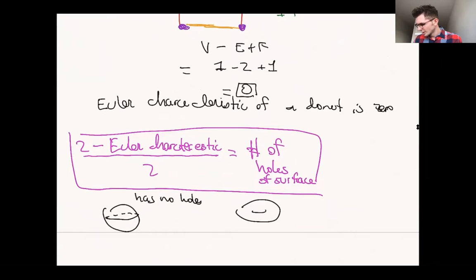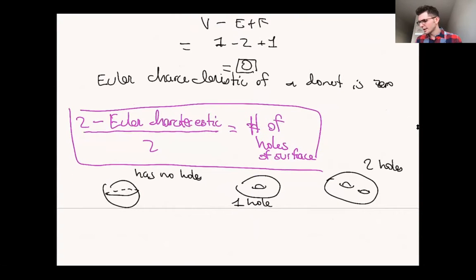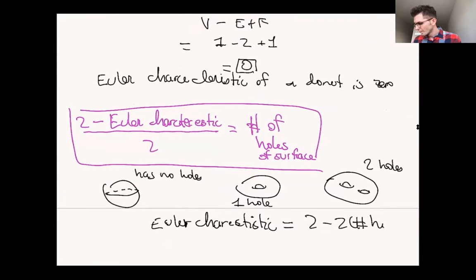The torus has one hole. This one has 2 holes. And if you prefer to think about it the way it's usually written, the Euler characteristic is 2 minus 2 times the number of holes. But there are many mysteries that we still need to unwrap from what I just said.